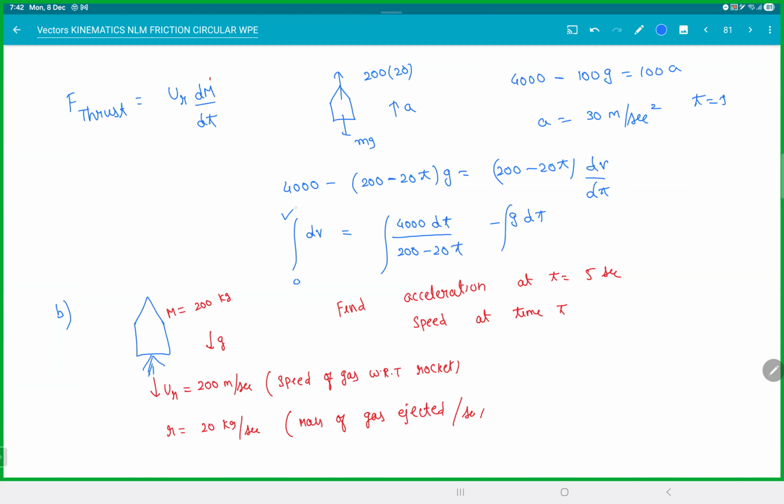You will get the velocity from there. Clear this. That's your standard result for the velocity of a rocket.